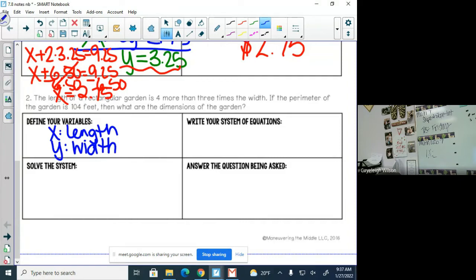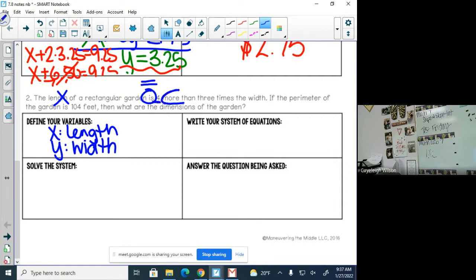So let's go back and read it. I hope you're writing on your word problem just like I am. Right, so it says the length of a rectangular garden is, what's it? Equals. 4 more than, what about more than? Plus. 3 times the width. Oh, what's width? y. Okay, and I keep reading.